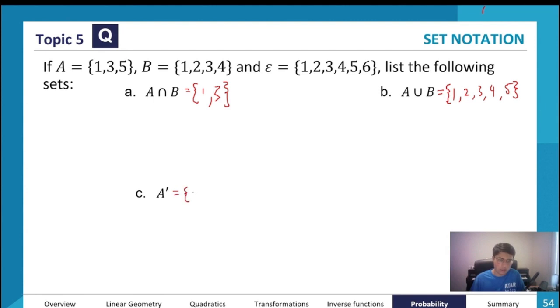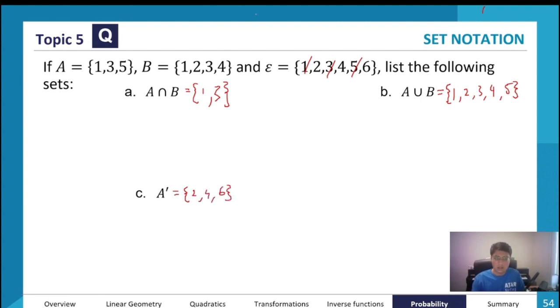And then finally, we have A complement. So A is 1, 3, 5. Our entire sample set is 1, 2, 3, 4, 5, 6. So remember, A complement, we're looking for the values that aren't in A. So 1, 3, and 5 are in A, so we want to avoid those. So it's not these ones. We're looking at the leftovers, 2, 4, and 6.